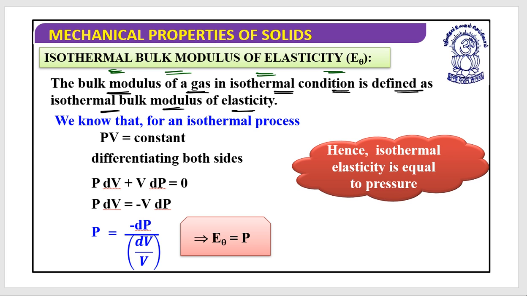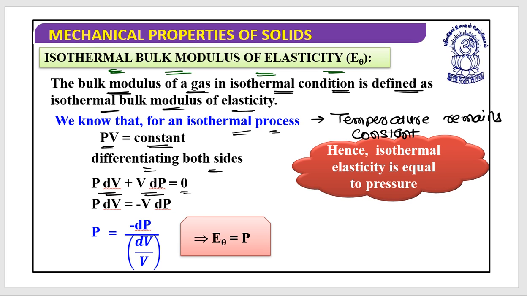So when I write isothermal process, you must understand that in this process the temperature remains constant. If temperature remains constant, I can write P into V is equal to constant. If I differentiate on both sides, it would be P dV plus V dP is equal to 0. So from this, P dV is equal to minus of V dP.